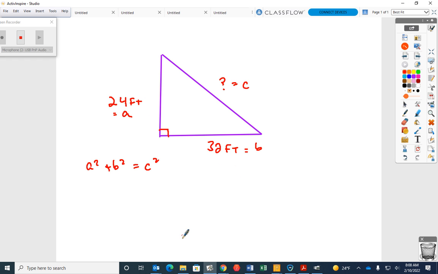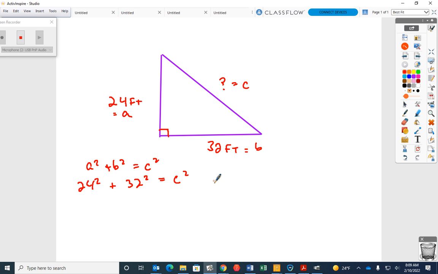Everybody with me so far? So now I'm going to plug these numbers in. I'm going to replace my A with a 24. So 24 squared plus 32 squared equals C squared. Make sure you write these steps down because you cannot skip steps. So write them down as I'm showing you, okay?